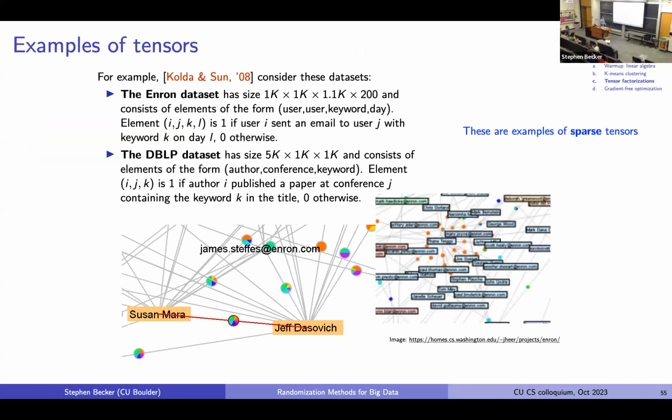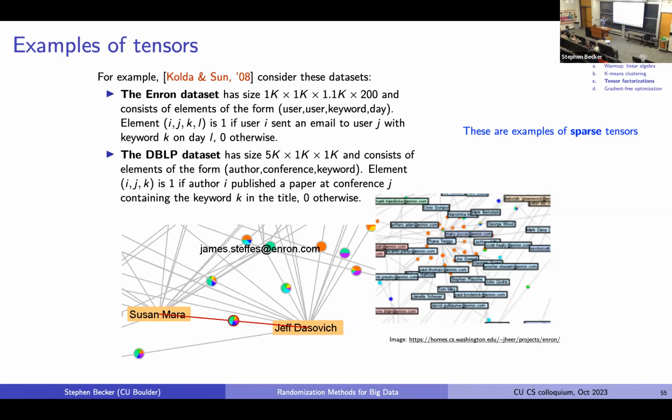So examples would be things like this Enron data set, where each entry is a user who sent an email, a user who received an email, the keyword in the email, and then what day the email was sent. Okay? It's a very sparse matrix, right? Because there are a lot of things, but it's such a huge dimension that most things are zero. So we're going to want to be able to handle sparse tensors. Things like the count sketch are good for sparse tensors because they only touch the non-zero entries.